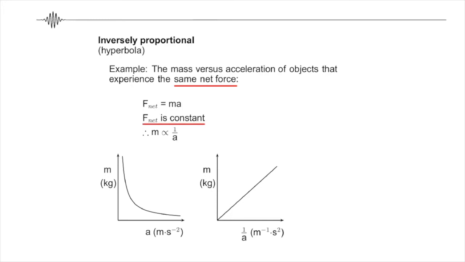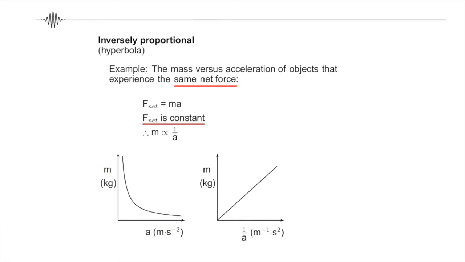now my constant variable. And when I have F net as my constant variable, then M and A are inversely proportional. To give me the same F net on the left-hand side, if M on the right-hand side increases by a factor of 2, then A must decrease by a factor of 2. If M doubles, then A must halve in order to give me the same F net as before. So they are inversely proportional, and we draw a hyperbola as the shape for the relationship between M and A.